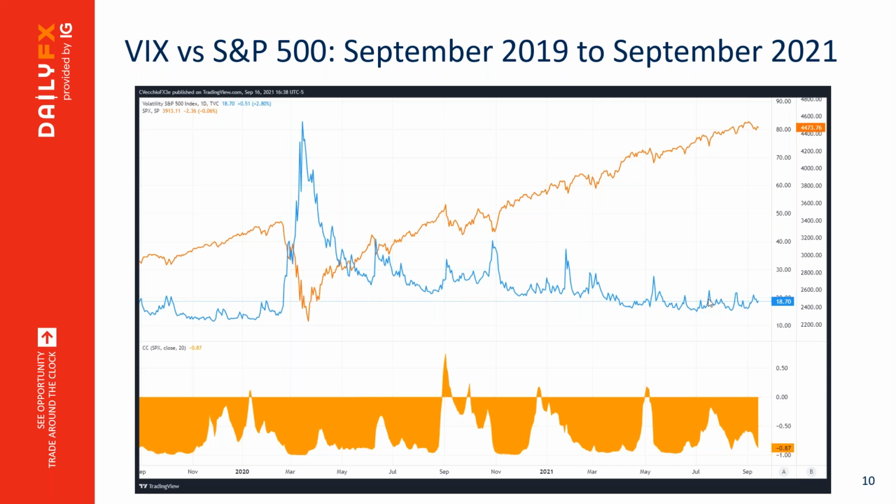If we're below 20, we're fairly stable. We're in fairly normal territory. And if we're above 20, we may want to have a little bit more caution. And if we're above 30, we should be seeing a little bit more downside in risk appetite in general.